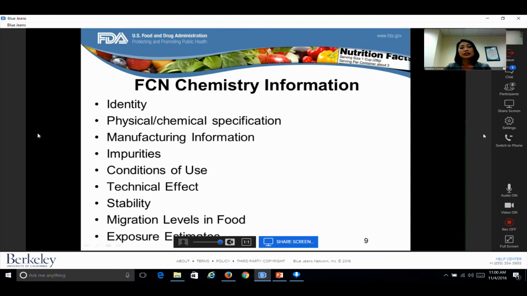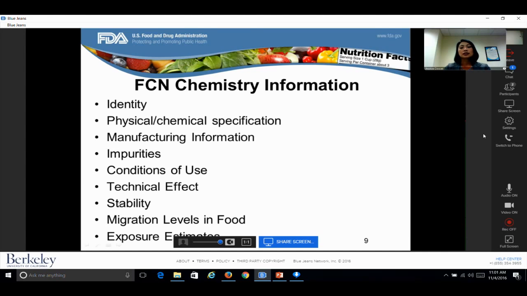so that would be used for a high temperature retort versus, say, just for frozen foods. Next, we have technical effect. What is the technical effect of the food contact substance, not on the food, but in the food contact article? And the type of information we're looking for here is, is the use the minimum amount to achieve the technical effect.